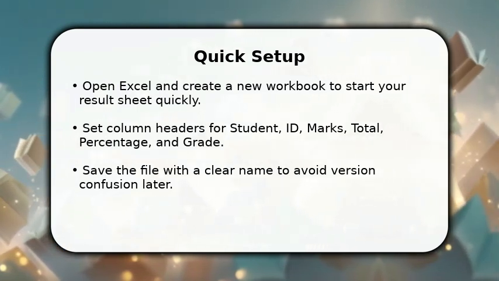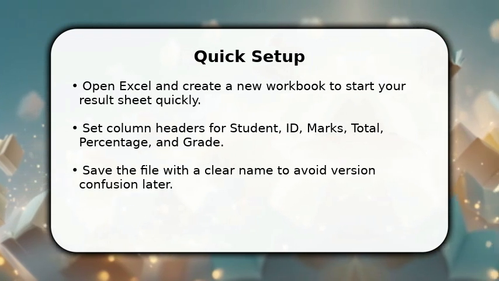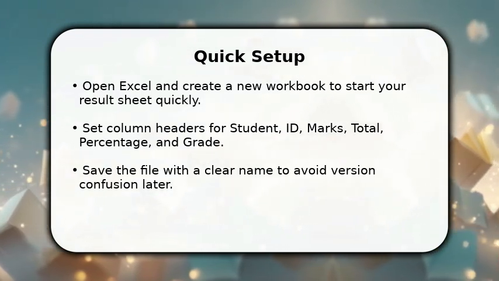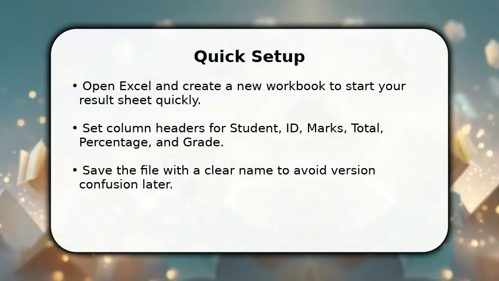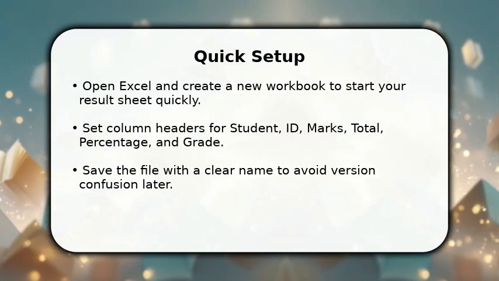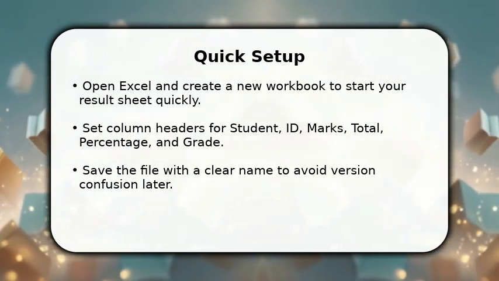Use SUM to calculate totals and divide by maximum marks to get percentages. Apply conditional formatting to highlight top performers and failing scores, and save a backup copy to prevent data loss.